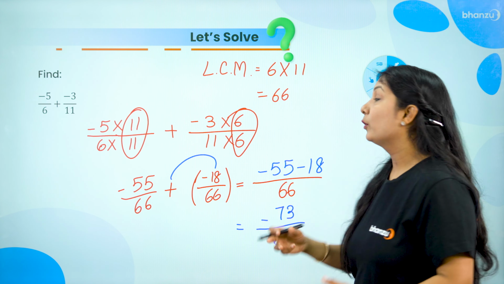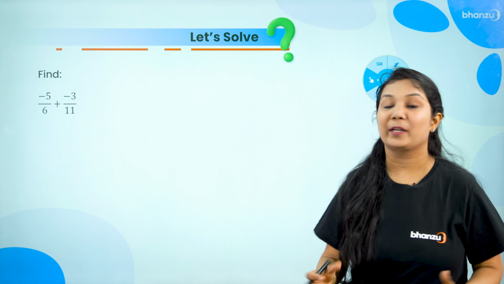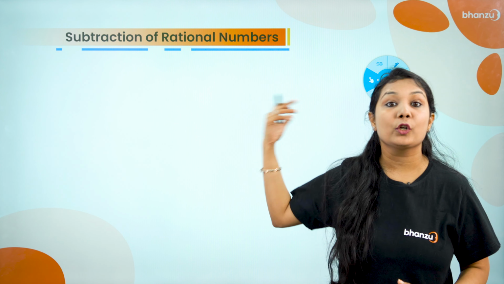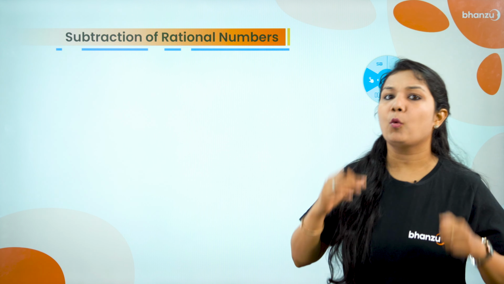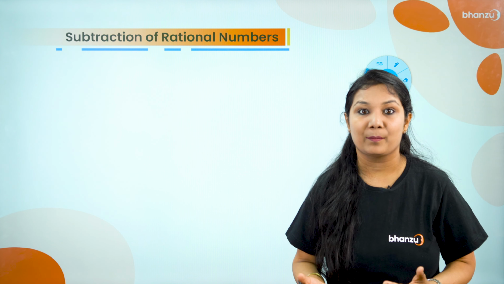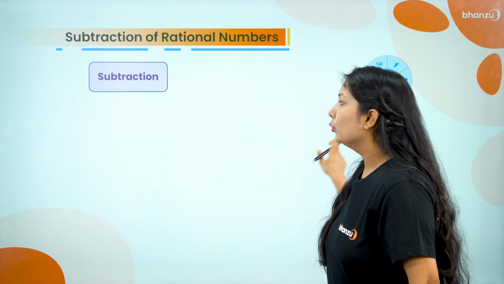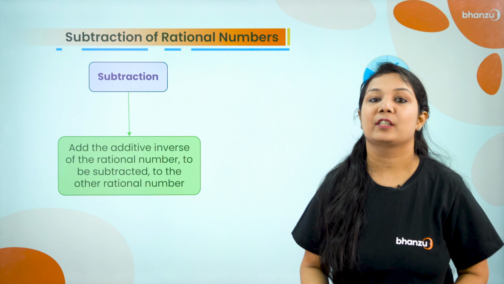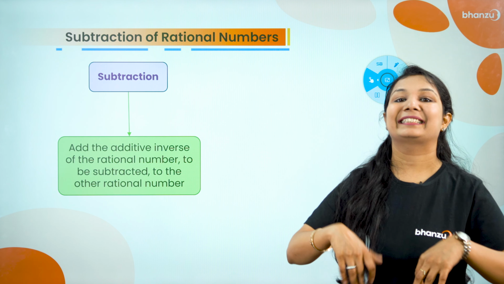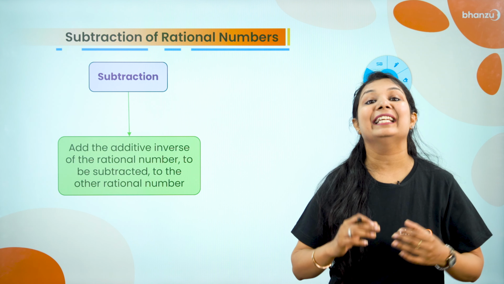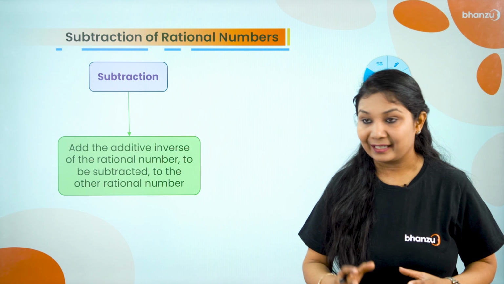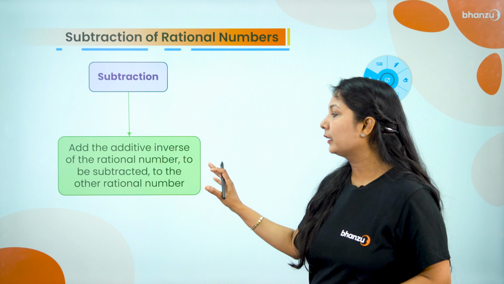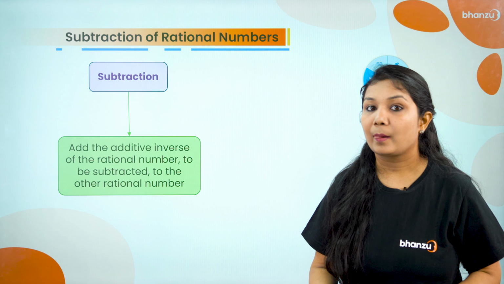So now we would be moving on to a different operation, that is subtraction of rational numbers. So what happens in subtraction of rational numbers? Here we do the addition of the additive inverse of the rational number. Which rational number? The second rational number. So we take the additive inverse of it, right? So to be added to the other rational number.